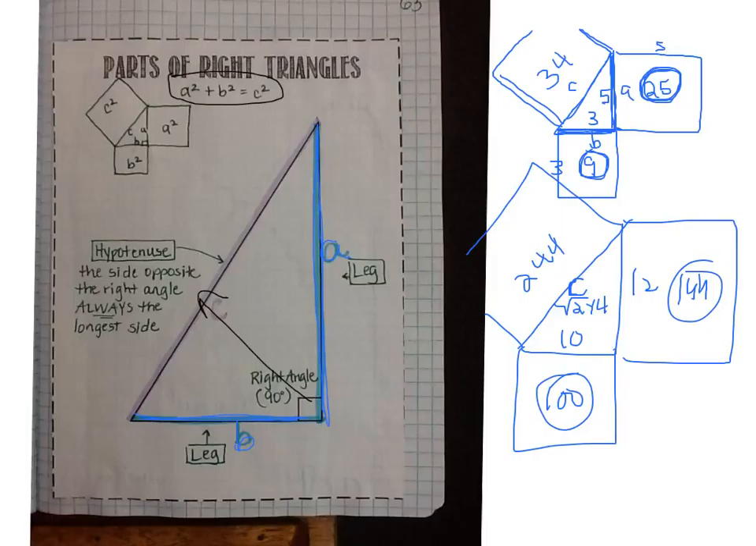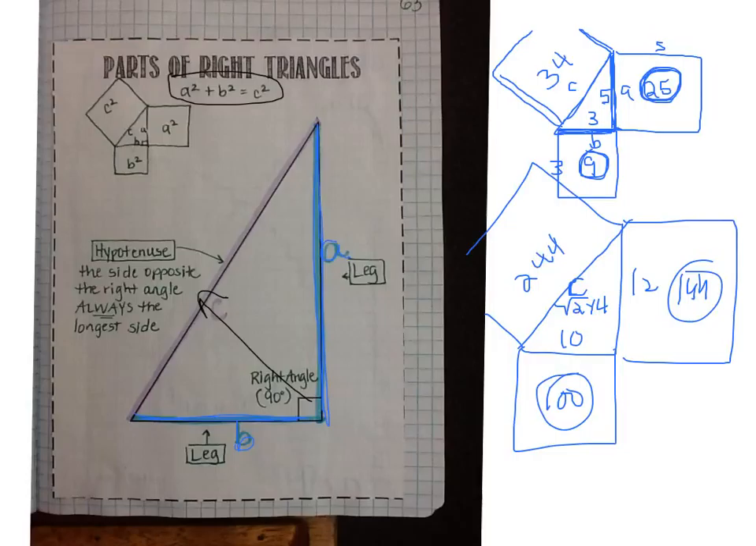How do we find the side length of c on the top one? The square root of 34 will give me the side length of c. Tomorrow we're going to do a little packet with all these little squares that we can put on the sides of a right triangle to find these missing sides.